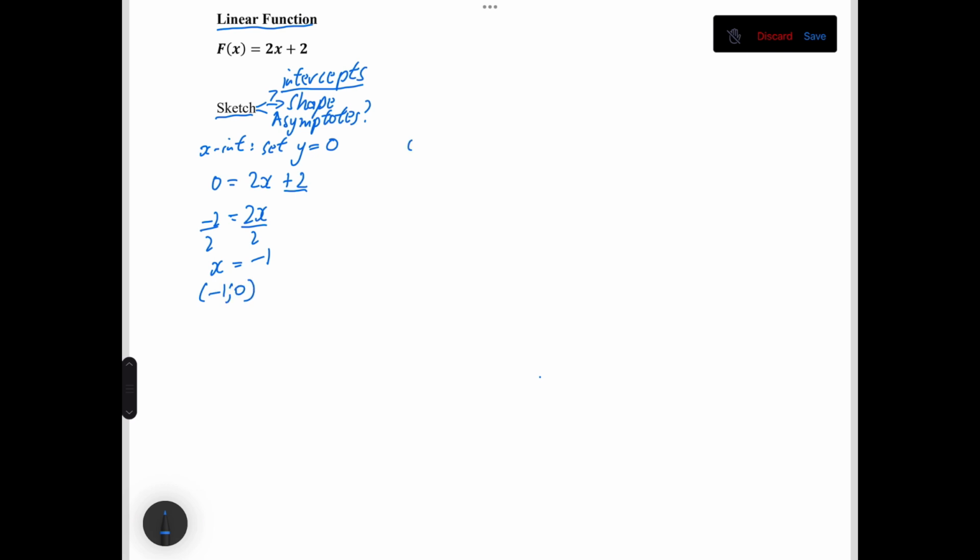That's my x-intercept. For my y-intercept, I have to set x equal to 0. So it's going to be y equals 2 times 0, plus 2. Therefore, y is equal to 2. And then we write it in coordinate form, (0; 2). Now that you have this, it becomes very easy to draw my function.